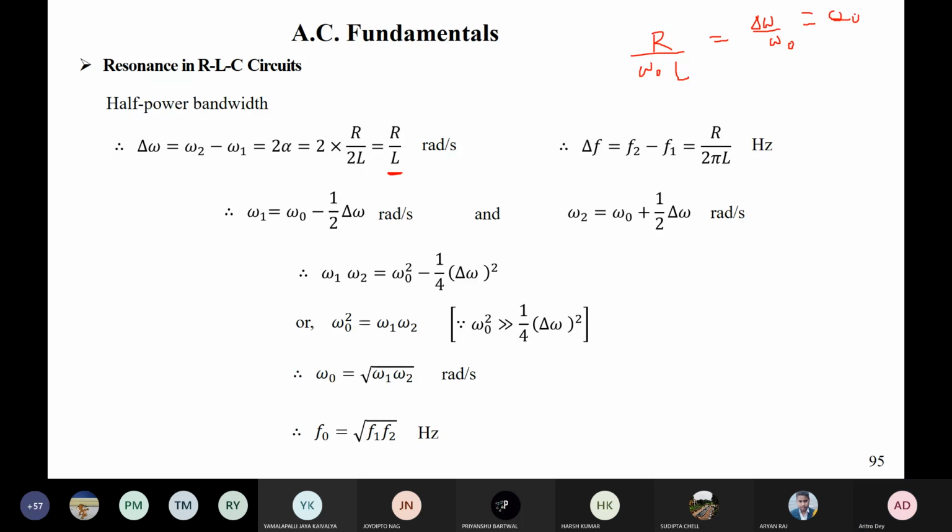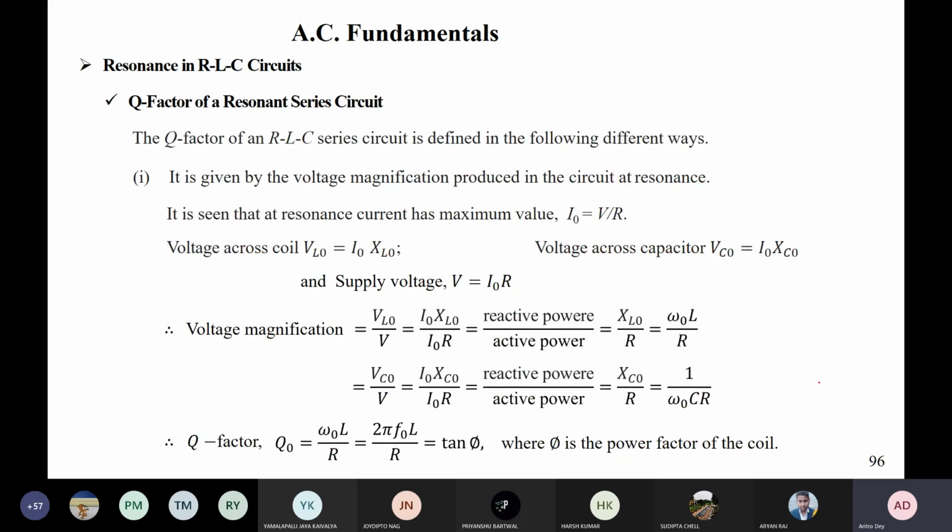From here also we can see. So omega 1 is basically omega 0 minus half of the delta omega, and omega 2 is equal to omega 0 plus half of delta omega. So now if omega 0 square is very much greater than delta omega square, then you can ignore this part, and you will get the geometric mean of these half power frequencies as your resonant frequency. If you have a highly selective circuit, that means a very narrow bell shape, and this is your f1 and f2, then your f0 will be the geometric mean of f1 and f2. But if it is a flatter one, then of course you will not get this, this relation doesn't hold.